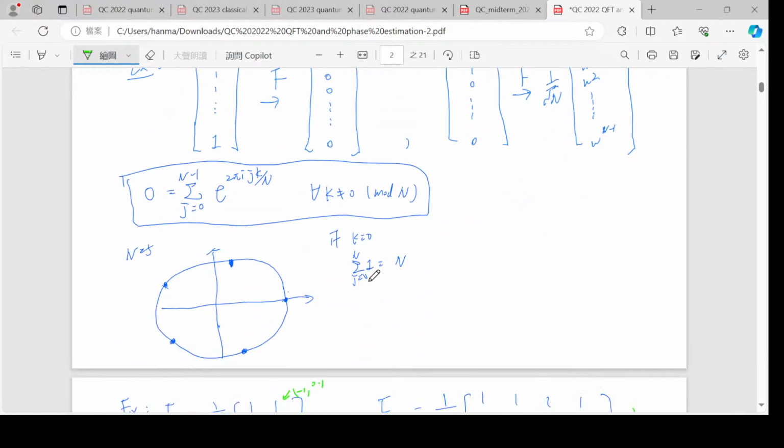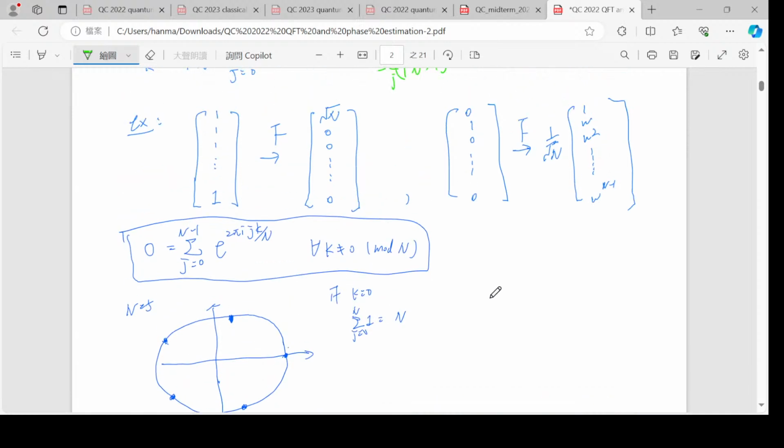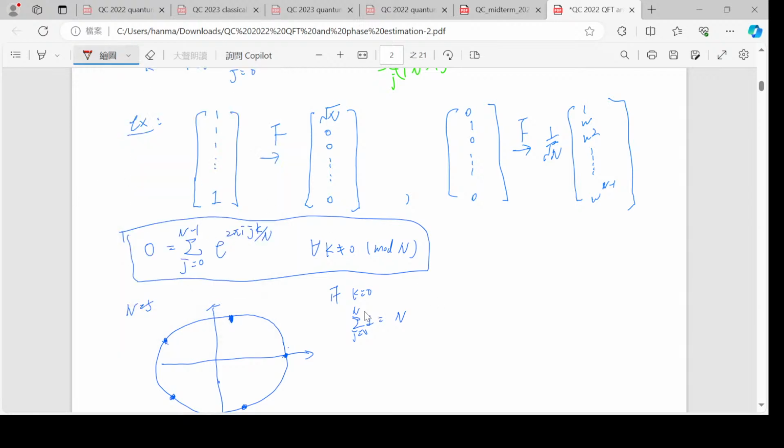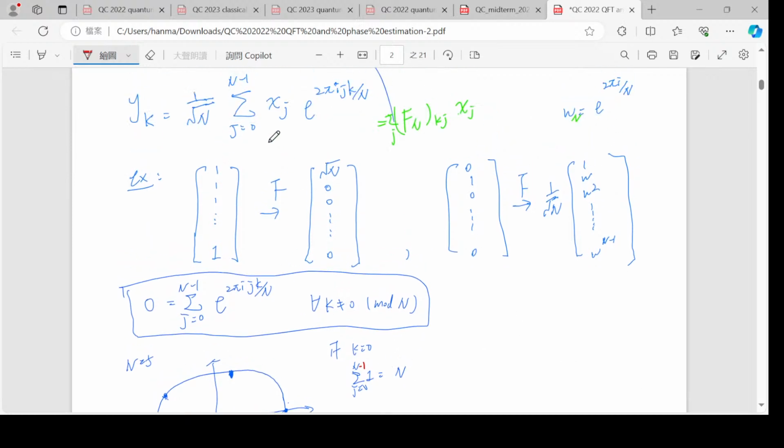Like we say here, when k equals 0, you have a summation j from 0 to n minus 1, and this e to something is always 1, so that's just n. Then n divided by square root n is square root n, so that's why we get a square root n here. And all other terms are 0, and that's because of this fact. When k is not equal to 0, then when you sum over j, these things are going to be equal to 0.